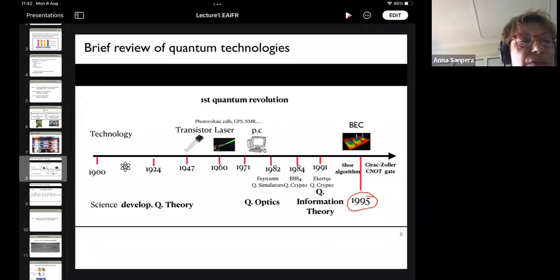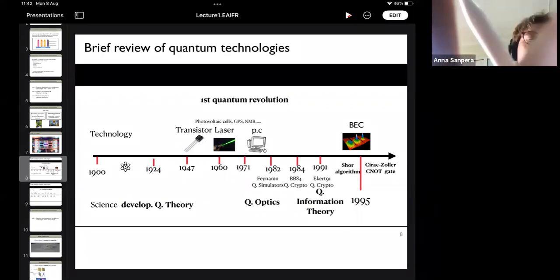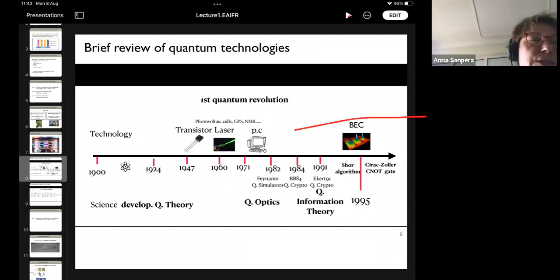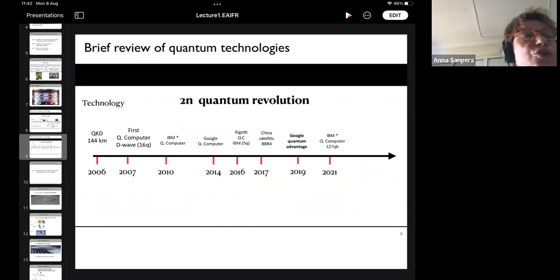So from 95 until now, in these few years, the second quantum revolution goes very fast. And here the scale is only 14 years. So in 2006, there is the first quantum key distribution.